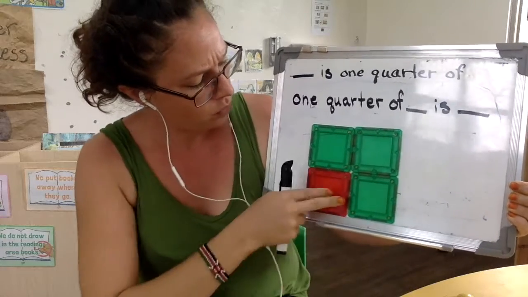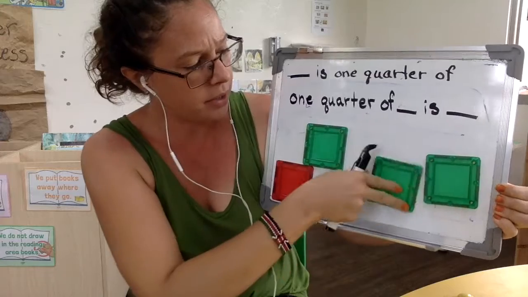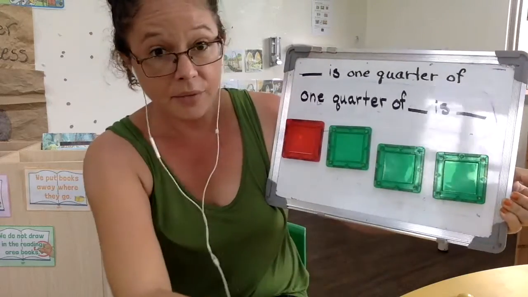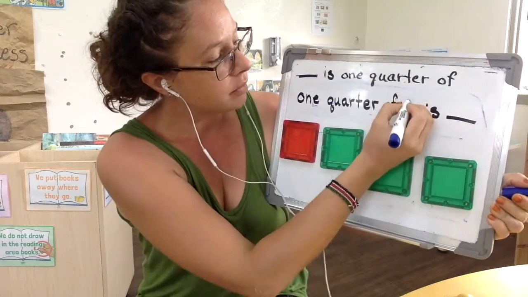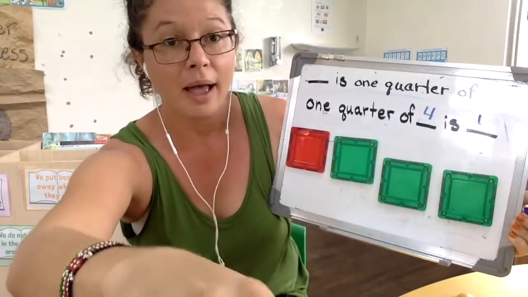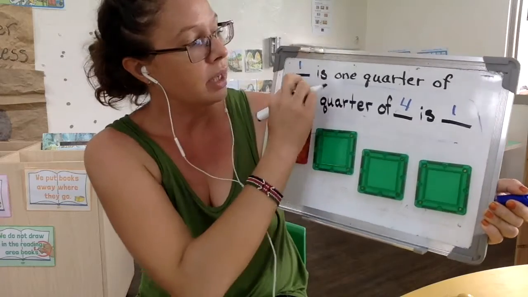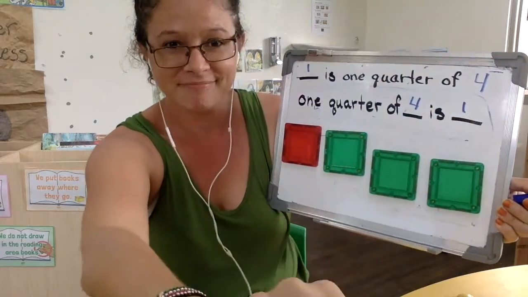Now, 1/4 of my 4 squares is red. So I can write 1/4 of 4 is 1. I can also say 1 is 1/4 of 4.